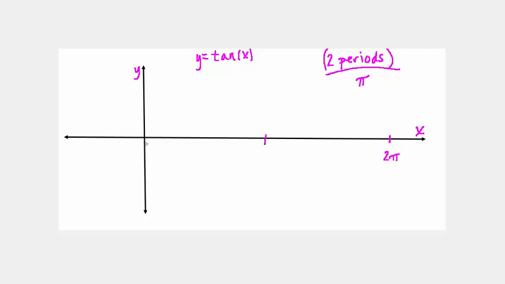So, of course, we have 0 at the origin. Halfway between 0 and 2 pi would be 1 pi. And then we'll cut all those marks in half again. So between 0 and pi, we'll have pi over 2. And then between pi and 2 pi, we'll have 3 pi over 2, or 1.5 pi.